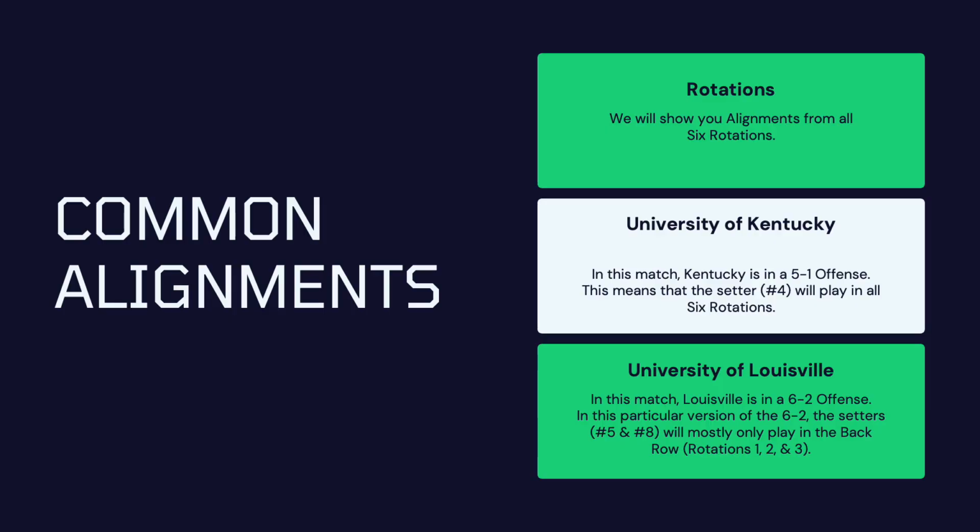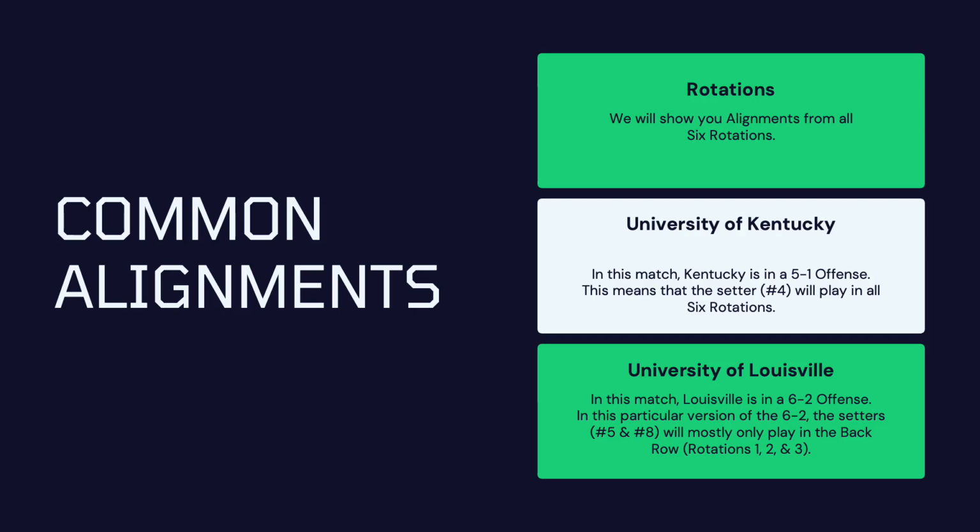In this particular match, our participants are the University of Kentucky and the University of Louisville. Kentucky is running a 5-1 offense. That means our setter, who's number 4, will play in all 6 rotations. The University of Louisville runs a 6-2. In this particular version of the 6-2, we have 2 setters, number 5 and number 8, and both setters will mostly only play in the back row.